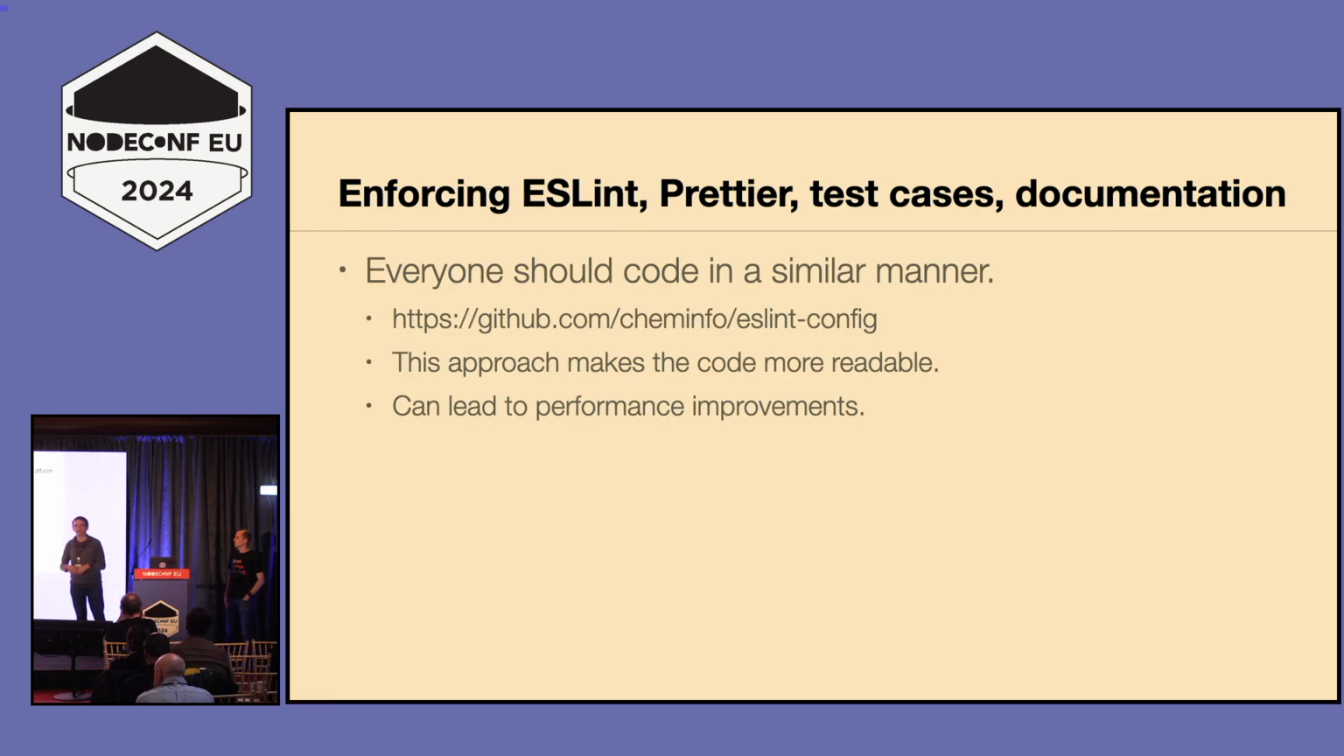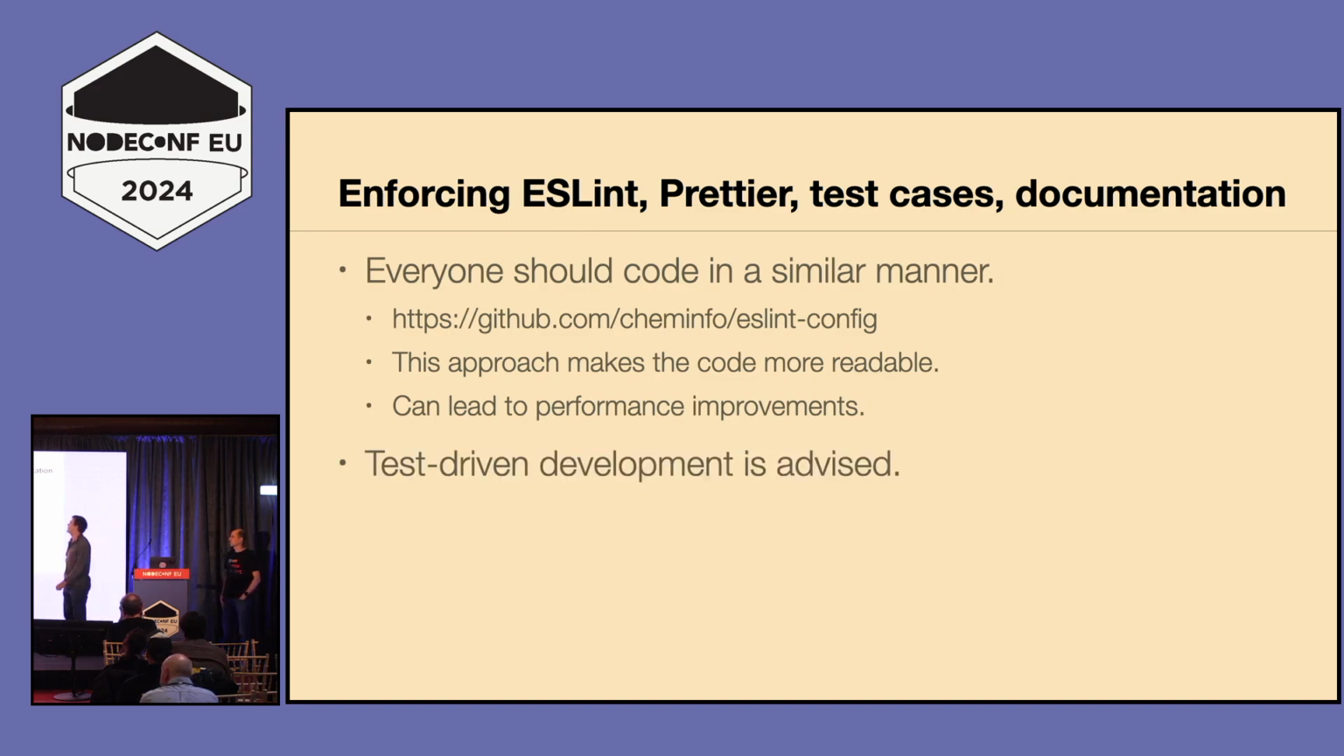ESLint, Prettier, some test cases, and things like that. Maybe what's different is that we use a repository that contains all the rules. So in our 200 projects, we use the same rules that make sense in our case. This approach allows us to quickly take over a project. We have 200 projects. Yesterday, I checked my hard disk and removed 150 gigabytes of node modules because I had 500 projects cloned on my computer. So those rules can also lead to performance improvement.